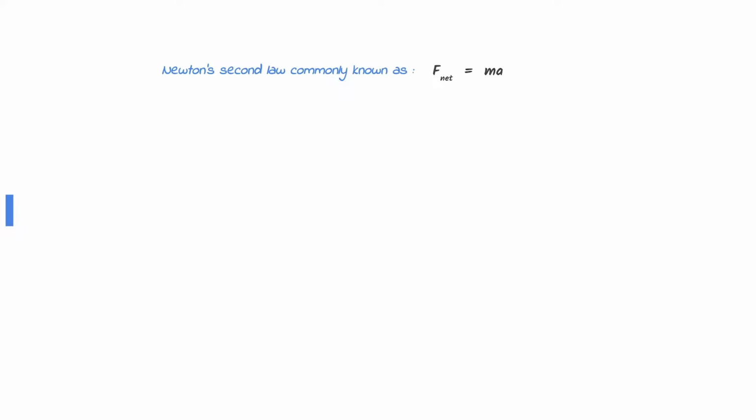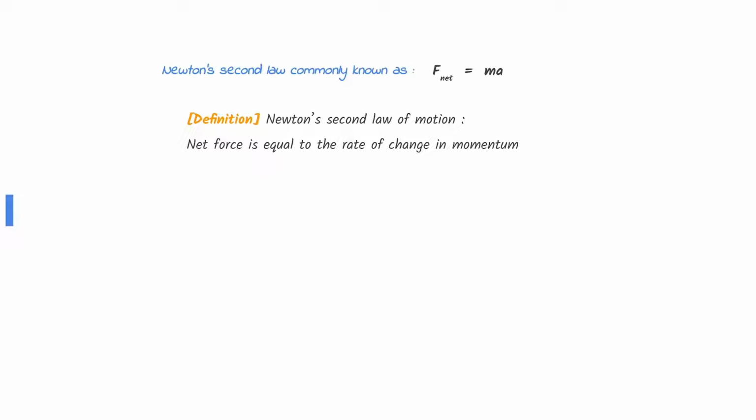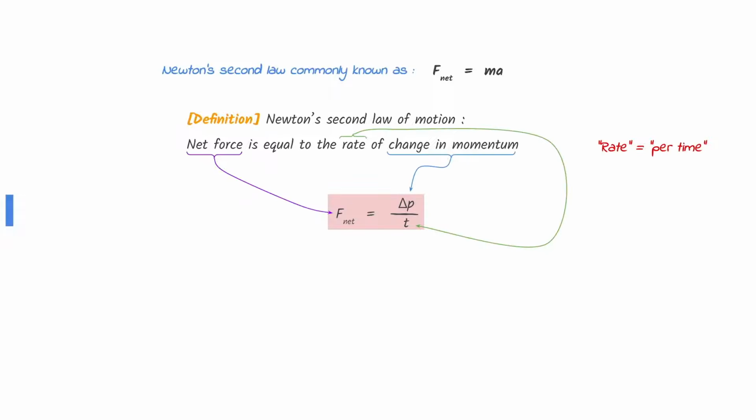You may know Newton's second law as F equals ma. However, Newton's second law is also defined as the net force equal to the rate of change in momentum. We can express this definition in the form of an equation as shown here. Change in momentum is delta P, and rate means to divide by time. So there you have your answer.